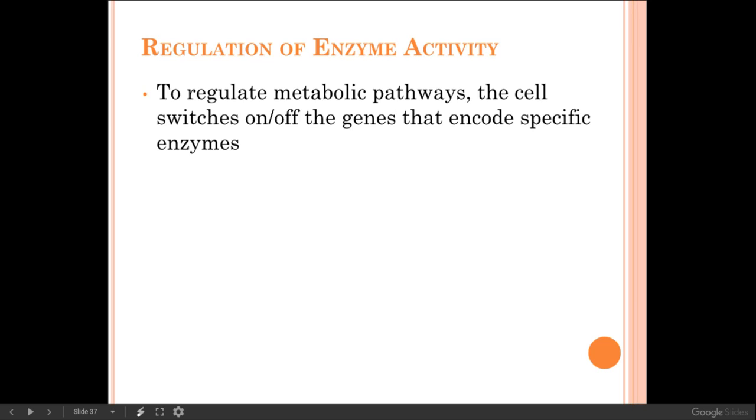You could regulate the metabolic pathways. The cell switches on and off genes that can encode specific enzymes. So if you're going to regulate enzyme activity, you could basically produce more enzyme or produce less enzyme based upon what the genes are doing. Because remember, genes are responsible for making proteins, and those proteins are enzymes, and that's how they function.